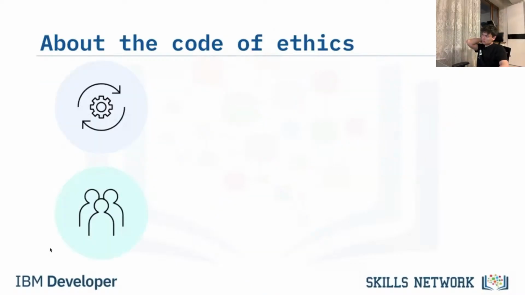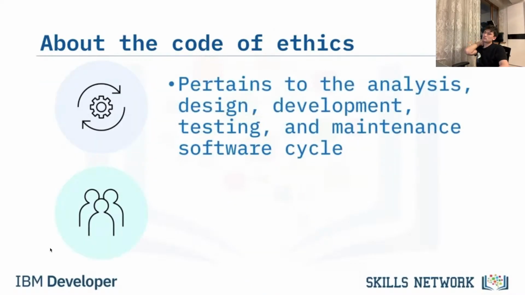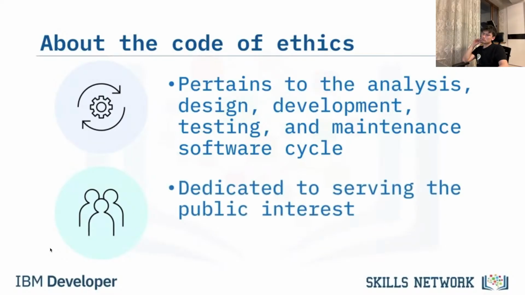The Code of Ethics consists of 8 principles that pertain to the specification, analysis, design, development, testing, and maintenance of software, and are dedicated to serving the public interest. These principles are intended for anyone who is in or related to the profession, and includes engineers, mentors, instructors, managers, students, and policymakers. Here we will summarize each principle.